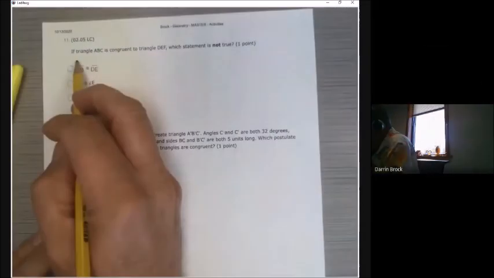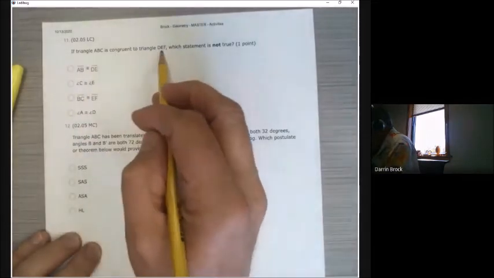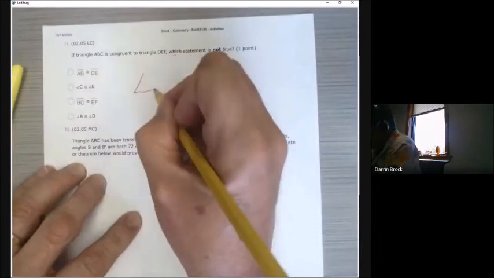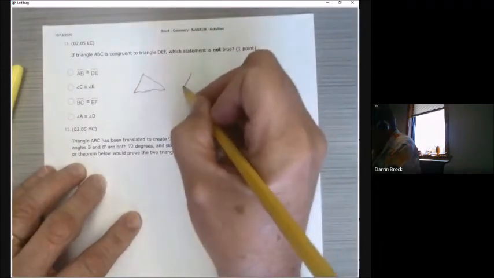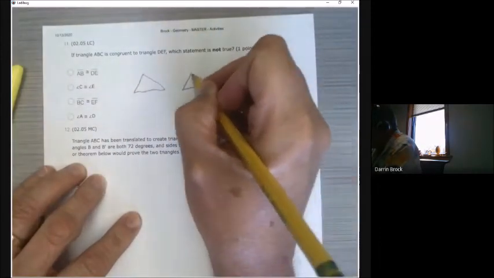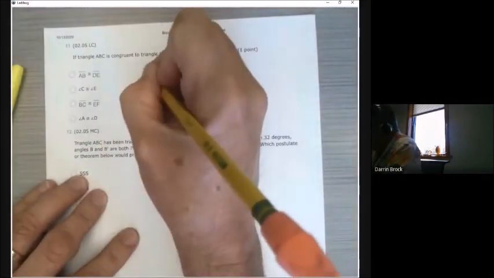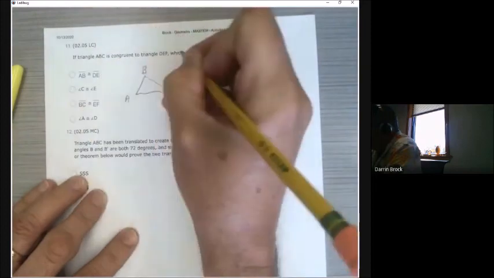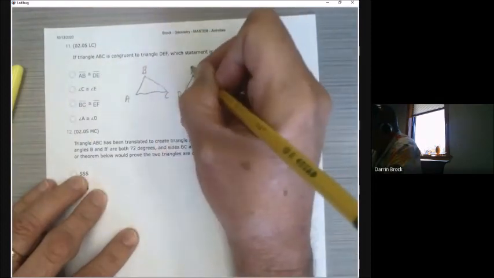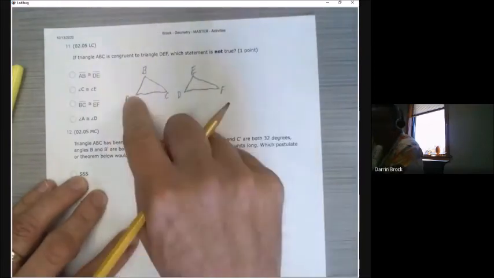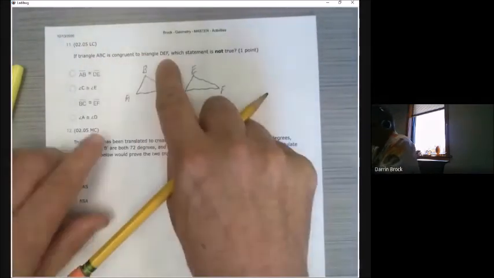If triangle ABC is congruent to triangle DEF, which statement is not true? Okay, let's talk about this. I'm just going to draw it just so we have it. I'm going to make them the same, as close as I can. So if we say ABC and DEF, I have to label them in exactly the same order, because it says ABC is congruent to DEF.